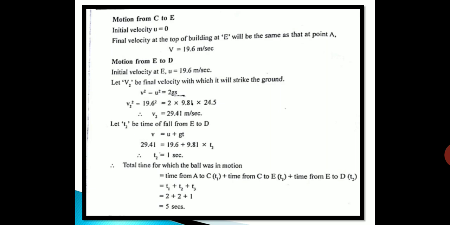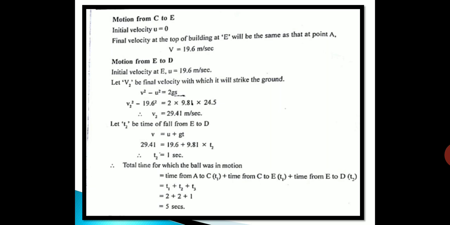Now for this action to take place, how much time is required? Again using a simple equation, here t is unknown, v is equal to u plus gt. V we have found as 29.41, that is the V2 value. The initial velocity for this action is 19.6, g is 9.81, and this time we will take as t2, which is unknown. Solving, we get the answer as 1 second. That means 1 second is the time required for the ball to reach from E to D, that is from the top of the building to the bottom of the building.